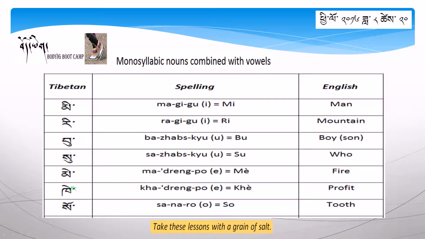Ka by itself is mouth. But if you put the dengbo at the top, the e vowel at the top, then this becomes ka dengbo ke. Ke meaning prophet. Sa by itself is soil or land. In this example, you added the u or the shabkyu vowel. Over down here, it's adding the o or the naro vowel. So this becomes sa naro so. So means tooth. So in these examples, for the single consonant, we have added a vowel, and then it forms other nouns.